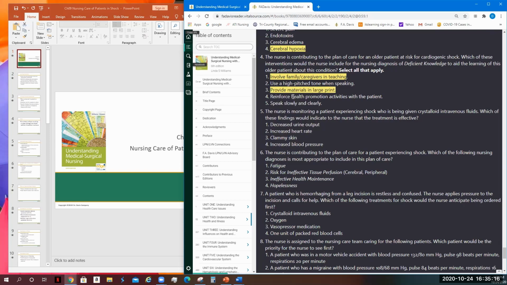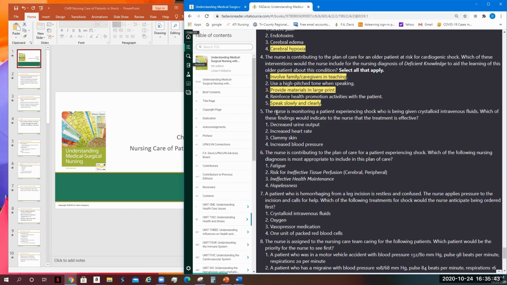Reinforce the health promotion activities with the patient, speak slowly and clearly. So remember, with the deficient knowledge, that's not related to reinforcing health promotion activities, but speaking slowly and clearly is actually going to be very important to resolving this lack of knowledge they have. So the answer is 1, 3, and 5.